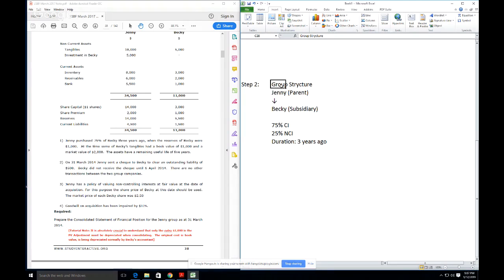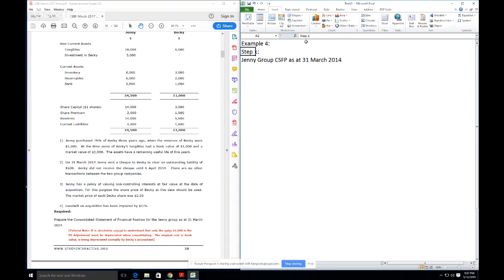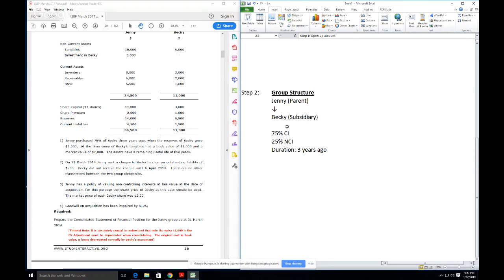These are steps we use in doing our consolidation. Step 1 is open up accounts. Now, step 3. This is consolidation adjustments.